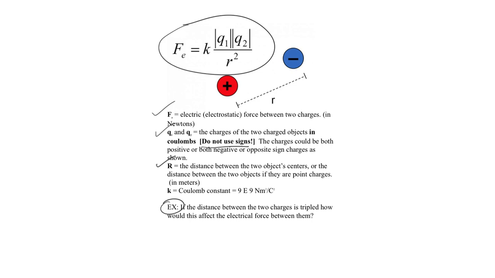Okay, so here's the first example. The distance between two charges is tripled. How would this affect electrical force? This is a what-if question. So if I put a 3 here, how does that affect this? Well, don't forget the squared. So it'd be 3 squared. It decreases to 1/9 of what it was.